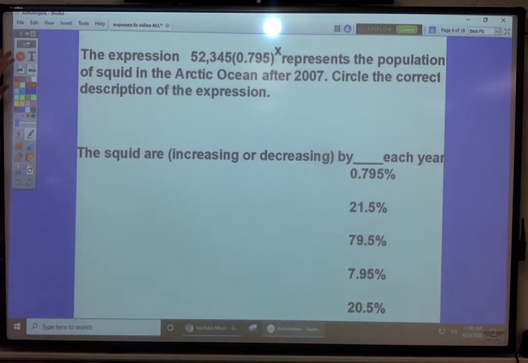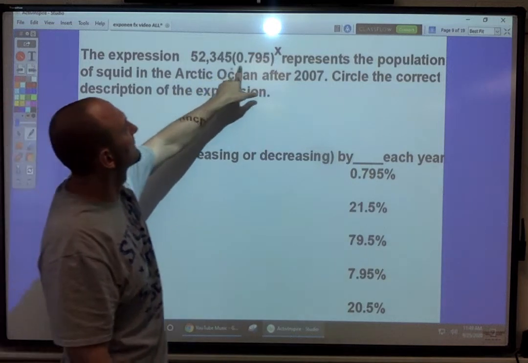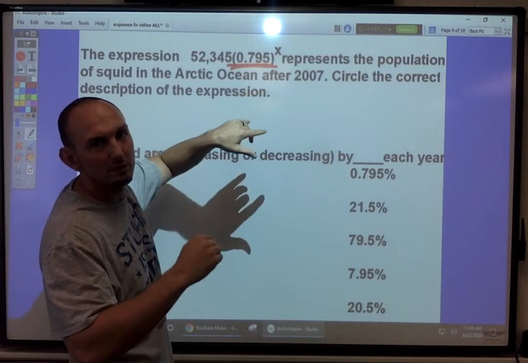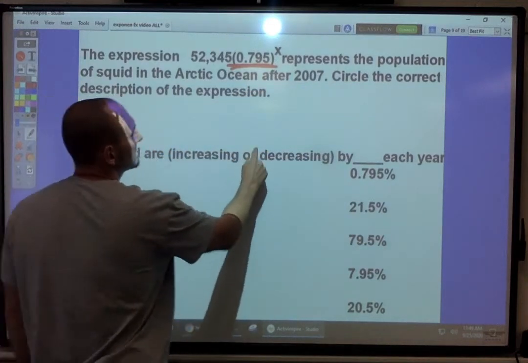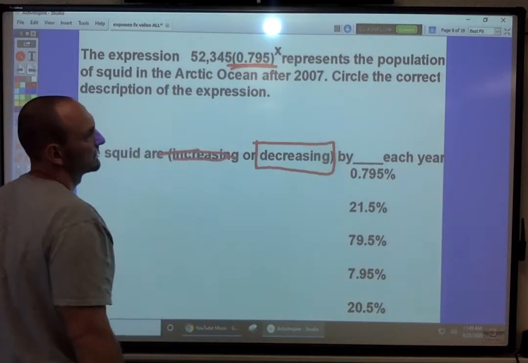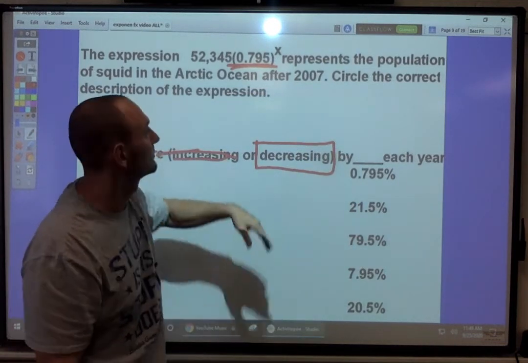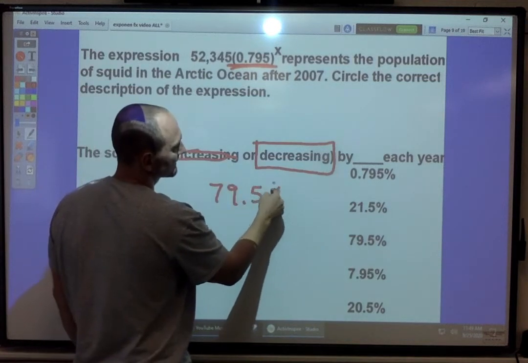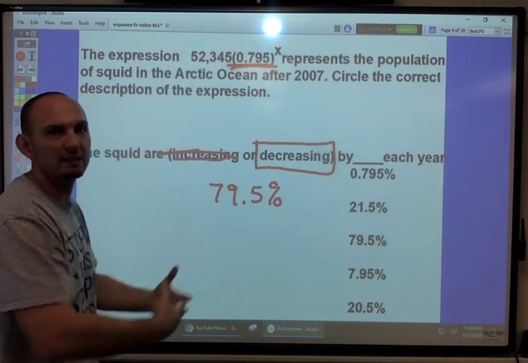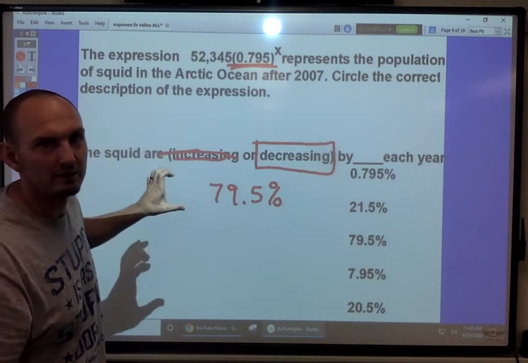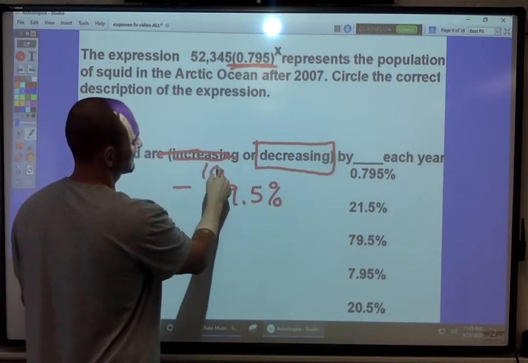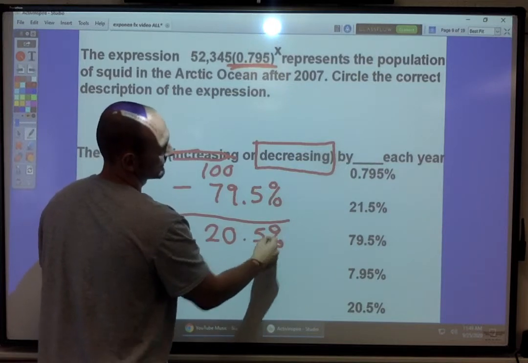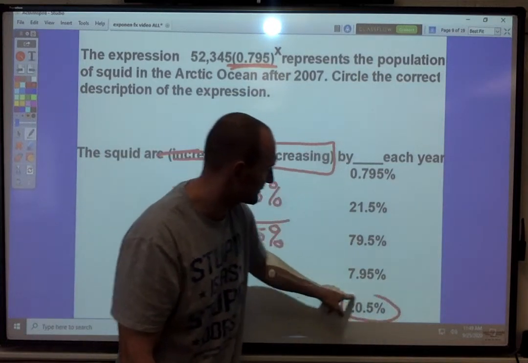Okay, pause. You've already read it. Here we go. Okay, this tells me it's definitely decreasing because the factor is smaller than 1. If it's less than 1, it's decreasing. So we're definitely decreasing. So how much did we lose? Well, this is actually representing 79.5%. So that's what we're keeping. That's what we get each time. So how far from 100 is this? Well, we can subtract it. And we get 20.5%. So we have lost 20.5%.